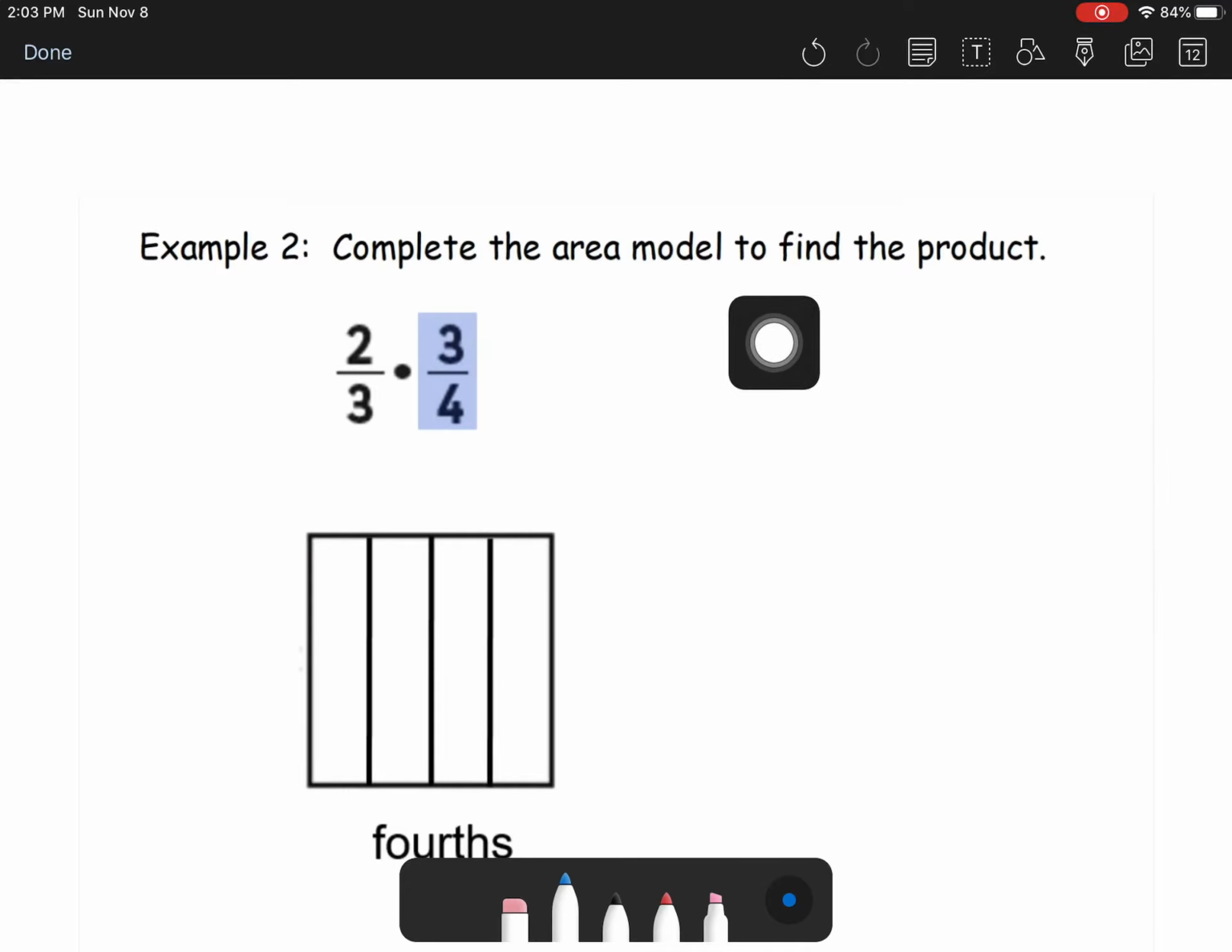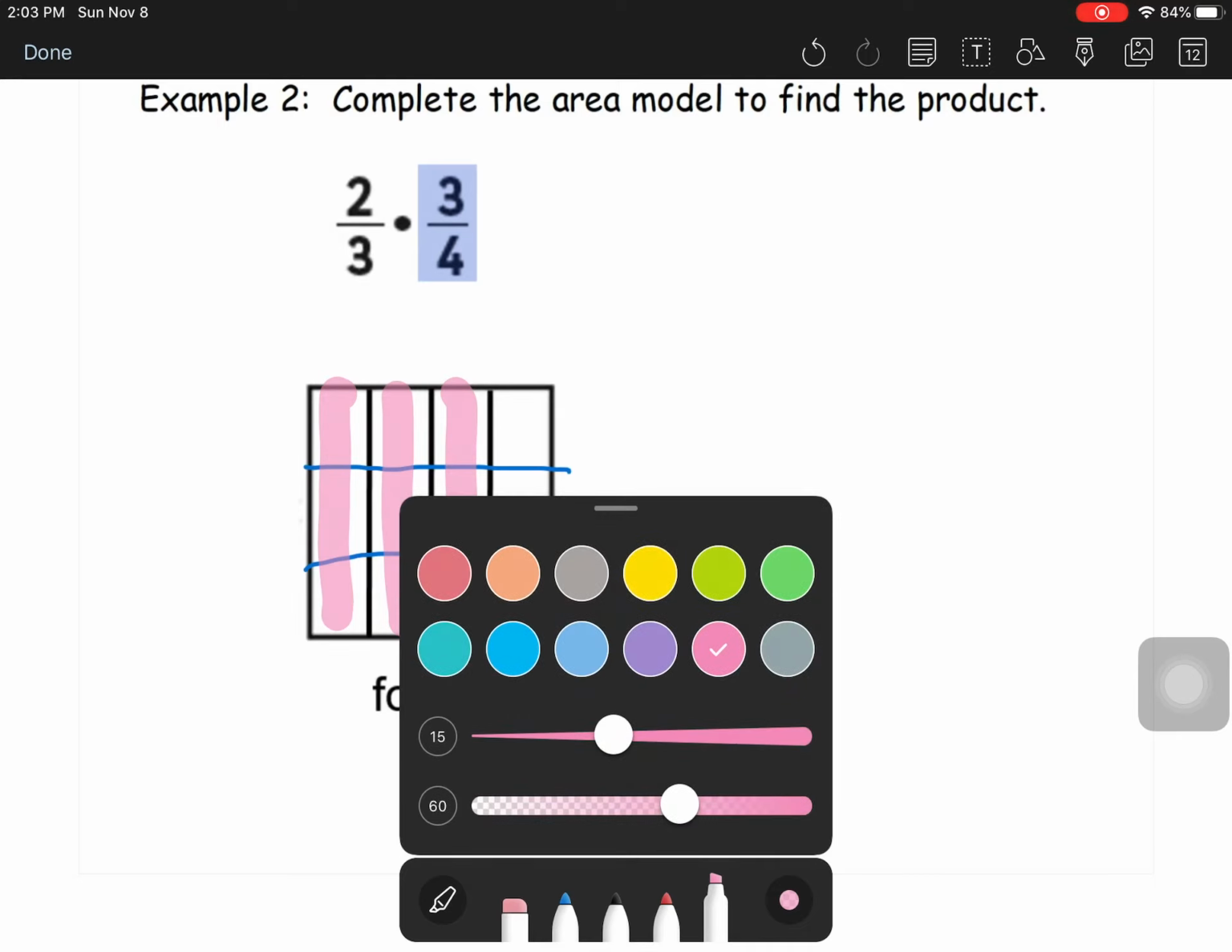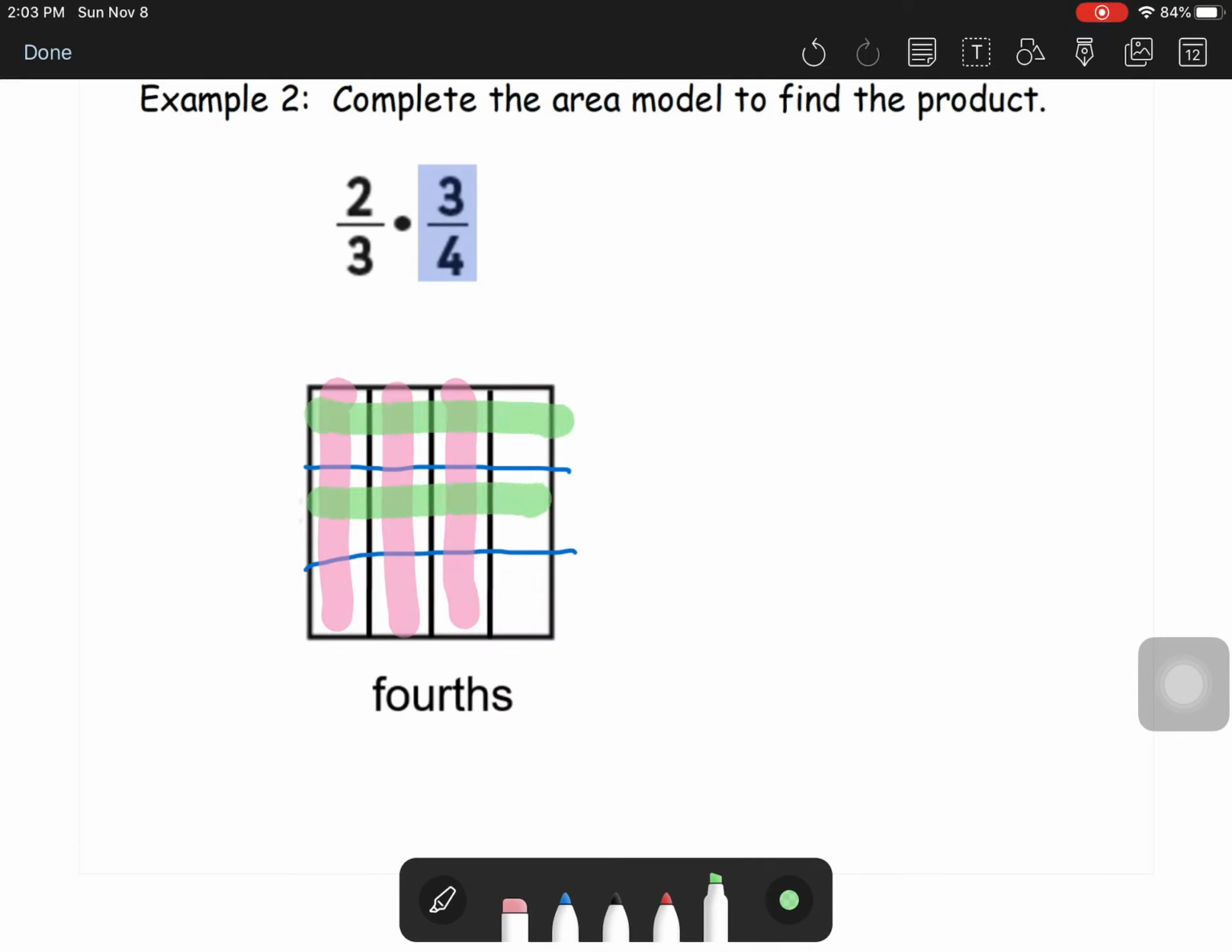All right, in a similar way, it says complete the area model to find the product. They've broken it into fourths in one direction, and what we need to do is break it into thirds the other direction. So there we have thirds. And they said we're going to do 3/4, so we'd shade in 3 of those, and then 2/3, which would be 2 of them this way. Now if I look at what's overlapping here, you can see I've got 1, 2, 3, 4, 5, 6 overlapping squares. And how many total squares do I have? I've got 12 total. So I've got 6 out of 12.